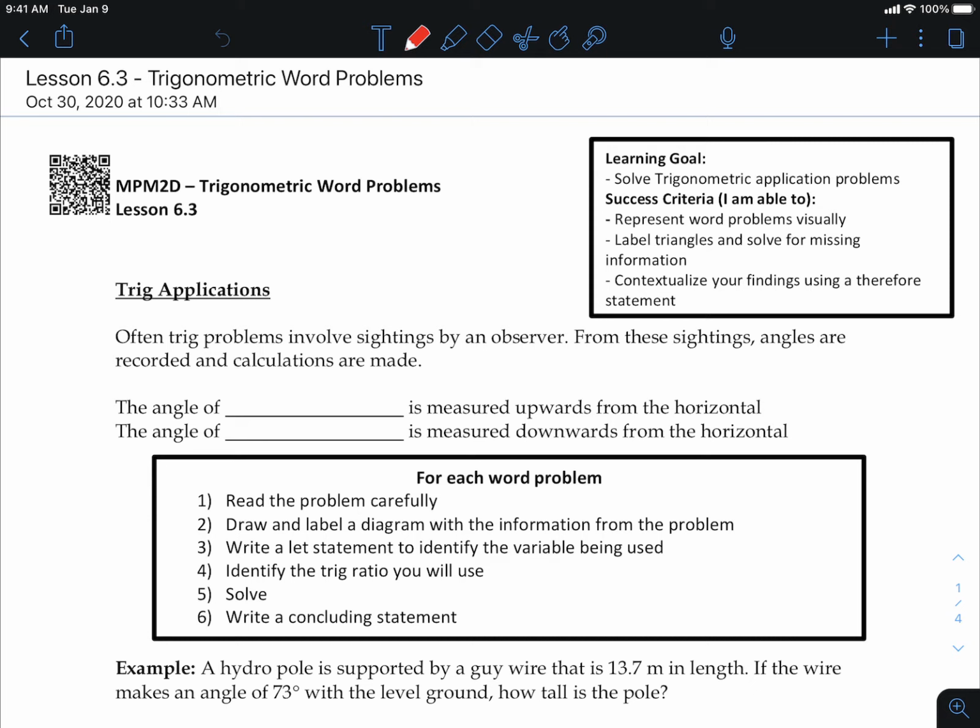Okay, so these are the word problems with the triangles that we just spent almost 2 periods doing. Anyway, we're going to take word problems, draw our triangle, solve these things, and make an interpretation relative to the triangle.